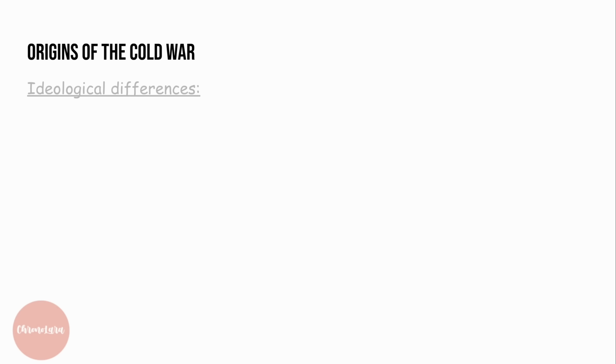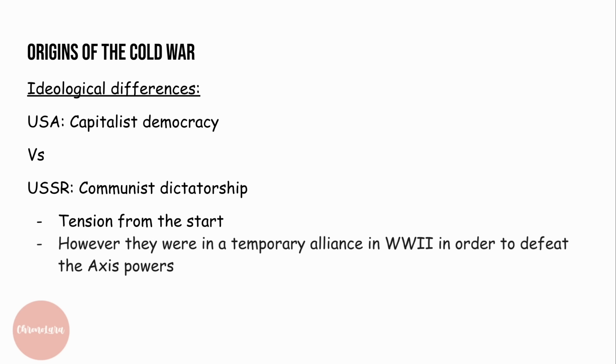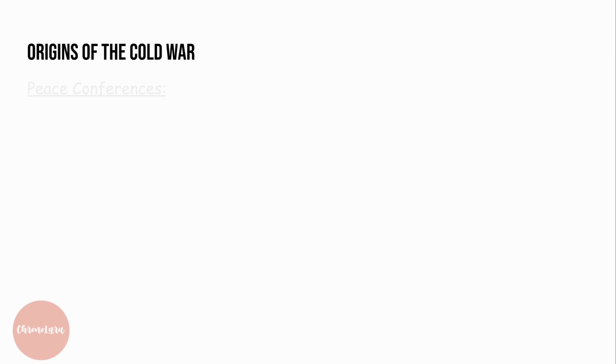Origins of the Cold War. Ideological differences between the two superpowers. The USA is a capitalist democracy versus the USSR, which is a communist dictatorship. There's been tension from the start due to these ideological differences. However, they were in a temporary alliance in World War II in order to defeat the Axis powers. The Axis powers are Nazi Germany, Italy, and Japan.